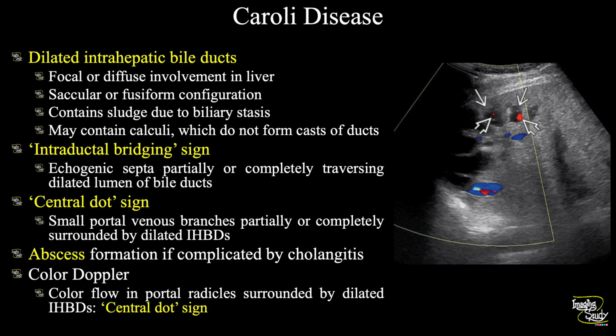The second one is the central dot sign, which may also be present in color Doppler. There will be small portal venous branches partially or completely surrounded by the dilated intrahepatic biliary tree. So if you put the color Doppler, you will see a color flow in the portal radicals surrounded by the dilated avascular intrahepatic biliary tree. As a complication by cholangitis, there may be the formation of abscess also.